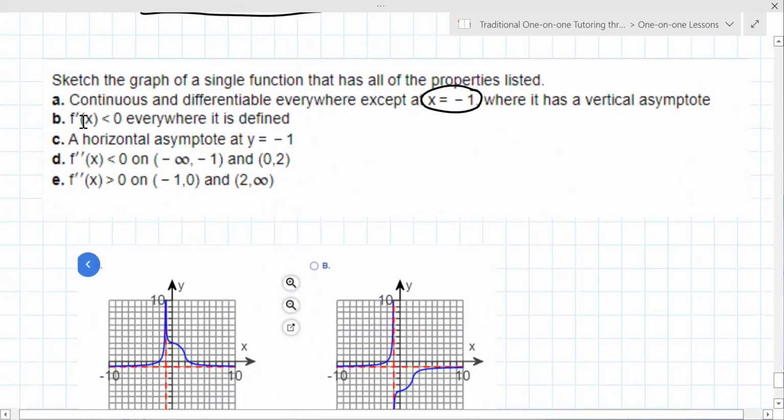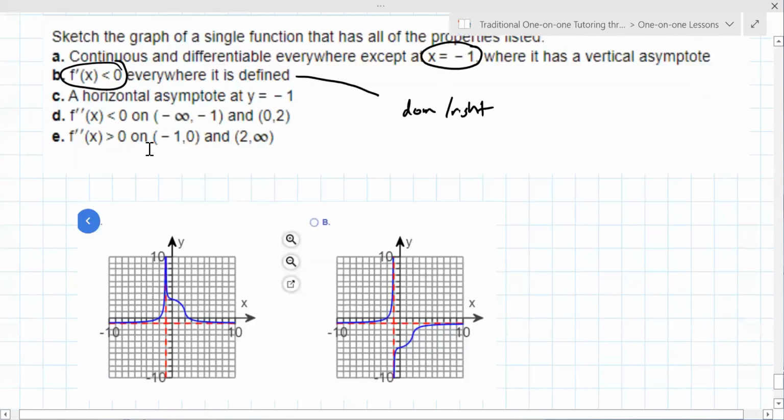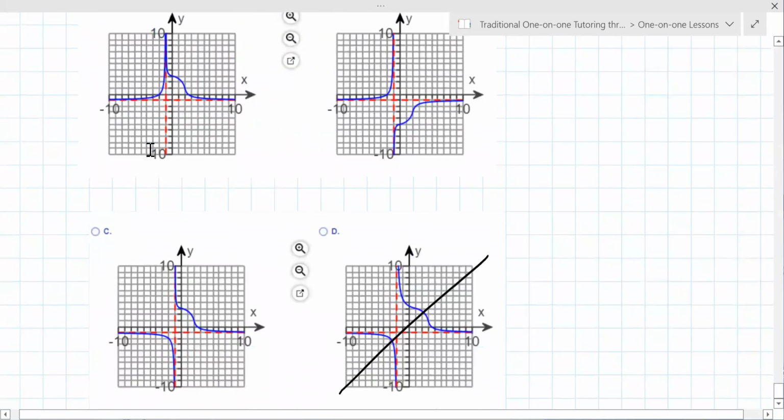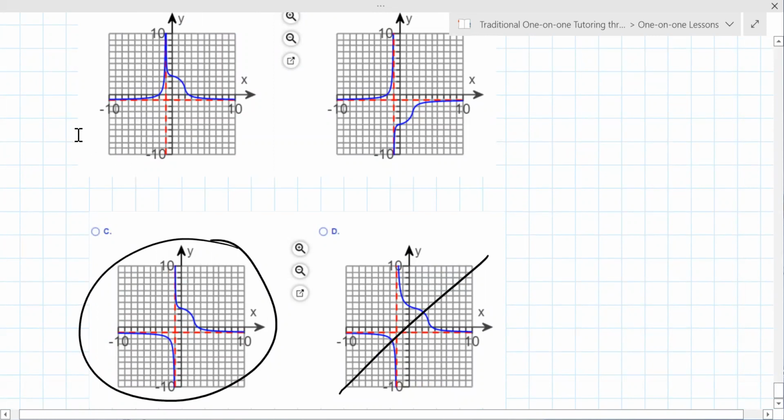F prime of x is less than 0 everywhere it is defined. When the derivative is negative, that means it's going down and to the right. So it's always going down and to the right. There's only one graph where it's always going down and to the right. Wait, really? It couldn't be B? B is going up and to the right and then up and to the right. We can confirm the rest of it, so we'll do that.